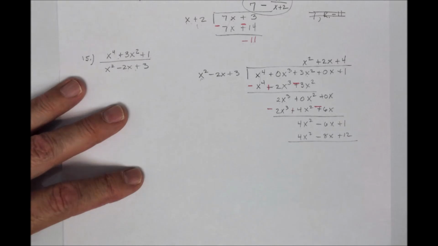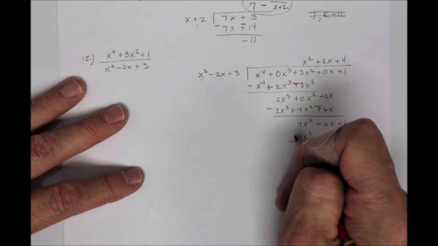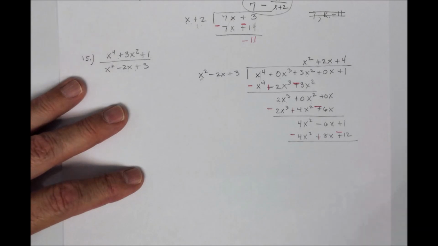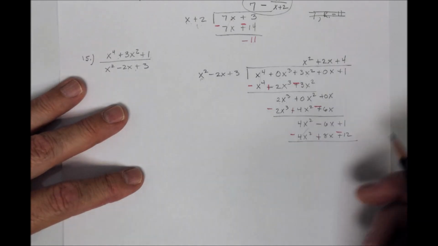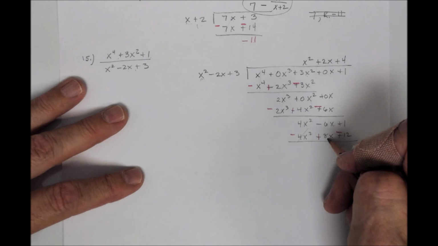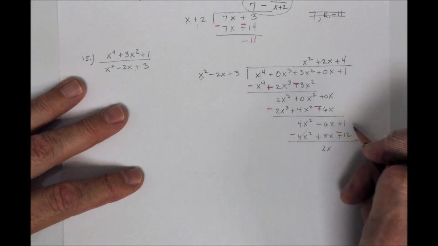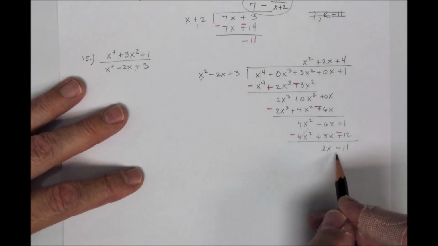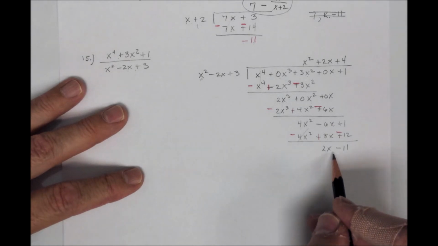So again, this is where I would subtract, or as I've done many times already, I change the signs and then I add straight down. These cancel. I get a negative 6x, a positive 8x is 2x. A plus 1 and a minus 12 is a minus 11. That's my remainder. Sometimes the remainder is more than just a constant. In this case, it's a binomial.